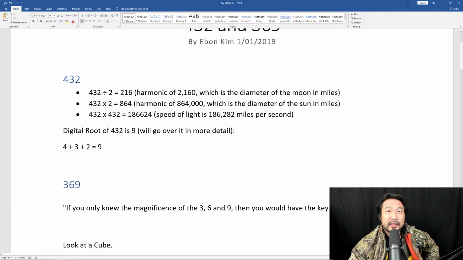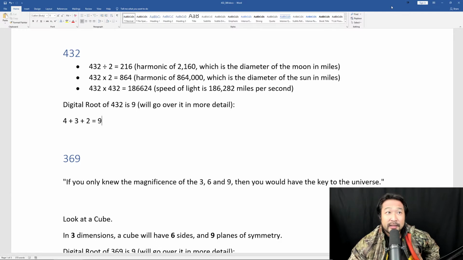I started this document today before we did. So 432, if you divide it by 2, equals 216. Now, a harmonic is basically a set of numbers where it doesn't matter how many zeros you add onto it or how many decimal places you go, it's still the same number. So a harmonic of 216 could be 216,000. Another harmonic could be 0.00216.